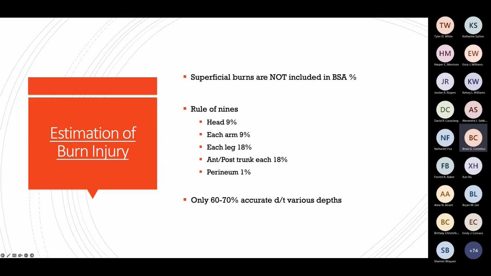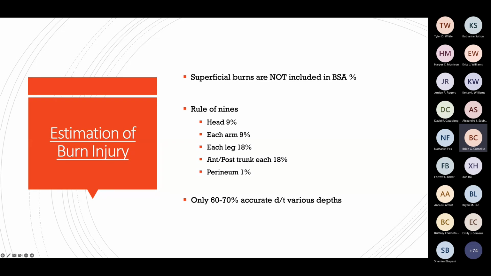So your head is, and this is for adults to start off with, children are a little bit different. We'll talk about that in a second. But your head's 9%. Each arm is 9%. Each leg is 18%. The anterior and posterior trunk are each 18%. And then, as I mentioned, the critical 1% is the perineum, because you do have loss of function if you have high risk burns there. So those add up hopefully to 100%.